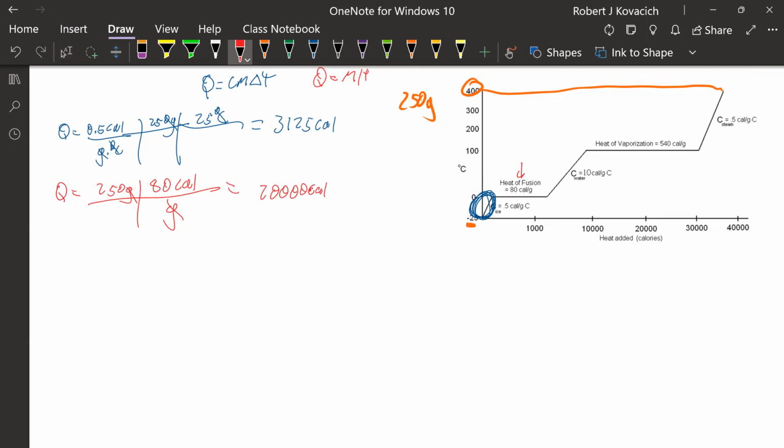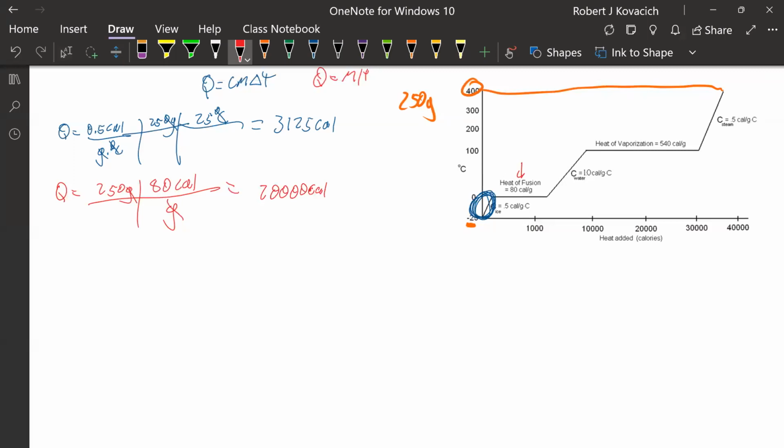Okay, so what we're doing there is we're breaking the intermolecular forces of the water that is stuck in the ice crystalline structure. I'm breaking apart that crystalline structure until all the water molecules are able to be liquid and moving around. And so that's going to take 20,000 calories.